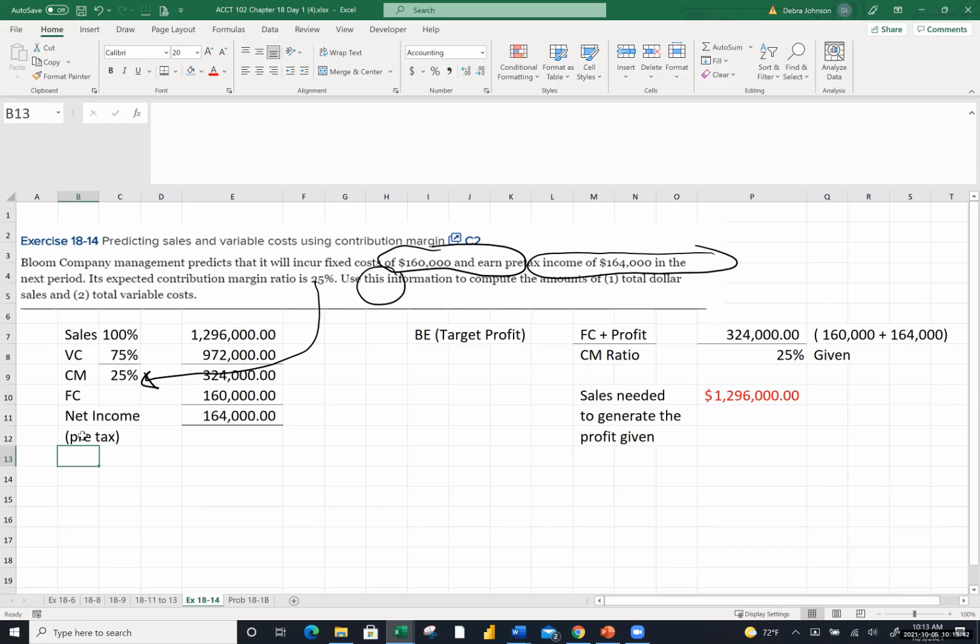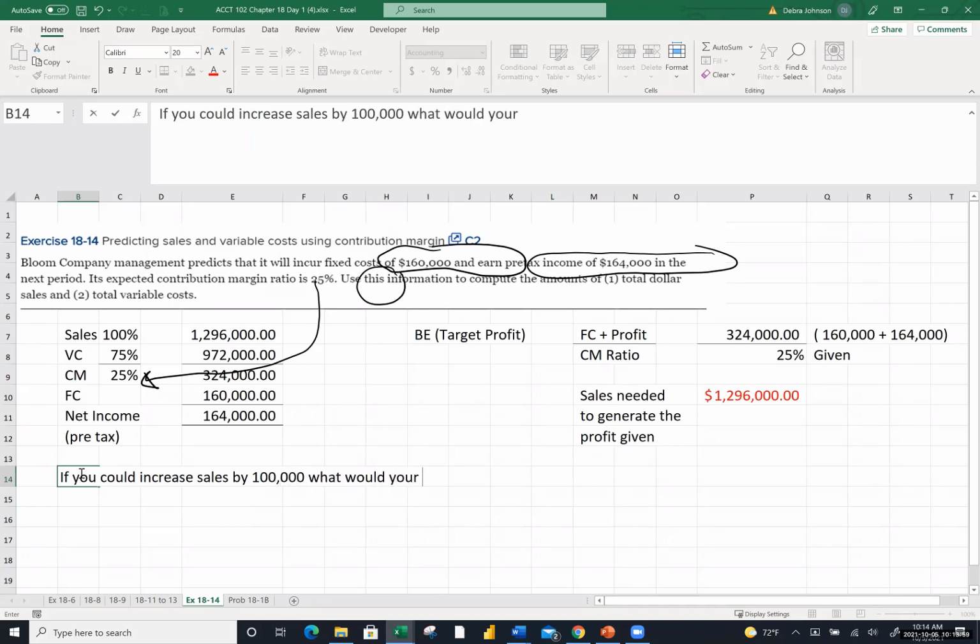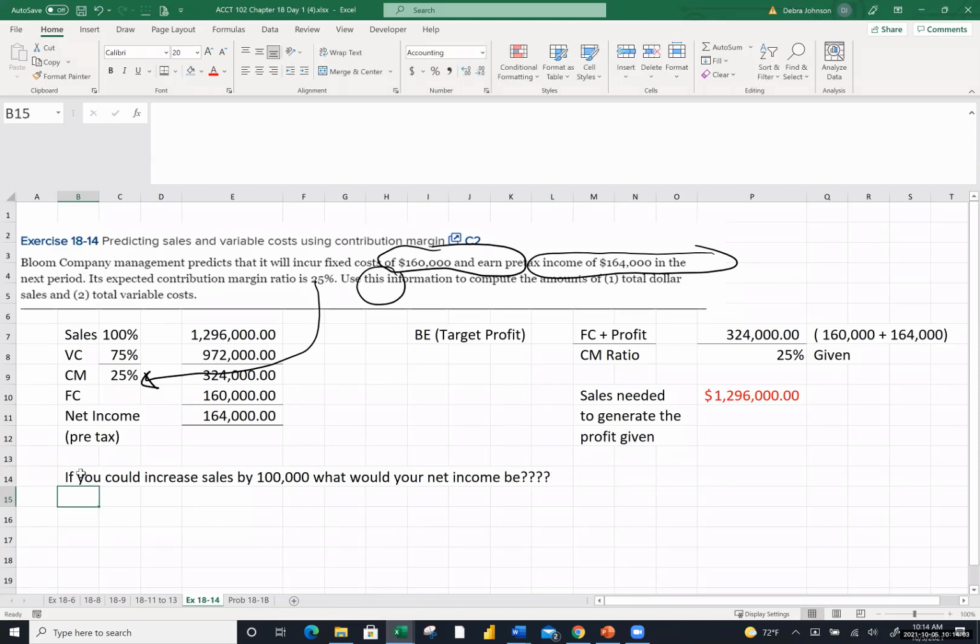Okay, I'm going to give you a scenario then, because they didn't do a very good job of giving you too much to work with here. If you could increase sales by 100,000, what would your net income be? I don't want you doing a whole other income statement. Anyone can do that, right? I want you to look at the tools you're given. Here's what you ask yourself.